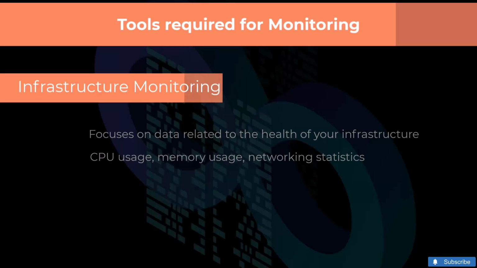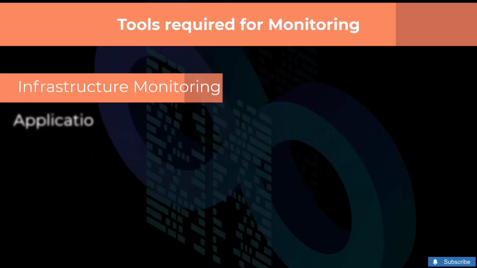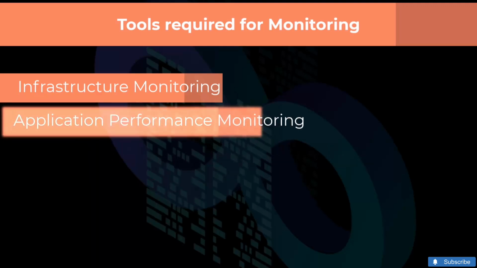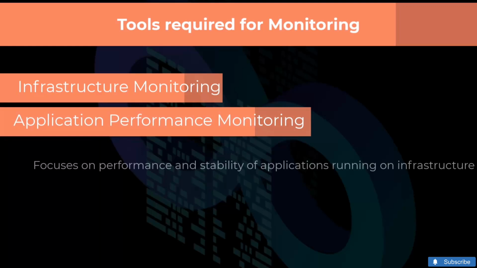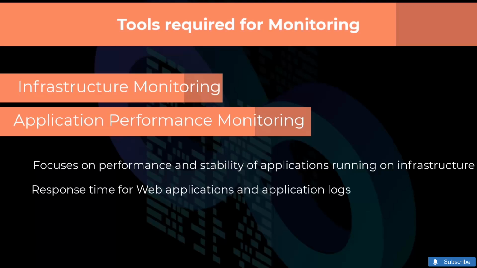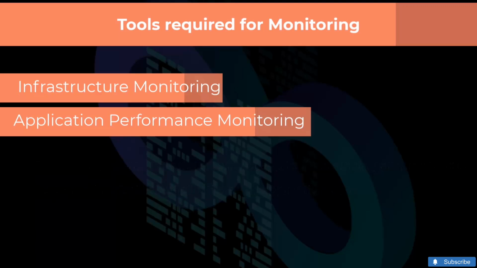There's another type of monitoring which is APM, or application performance monitoring. This focuses on the performance and stability of applications that are running on your infrastructure. It will take a look at things like response time for web applications and also the application logs. Some tools cover both of these domains. There are other tools that will focus on something else, but let's first talk about tools that are good at infrastructure monitoring. The one that's in my favorite list is called Sensu.